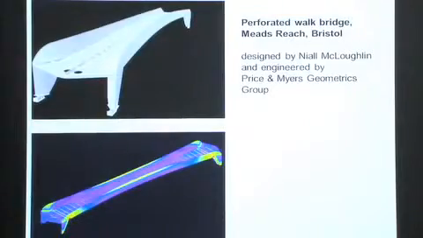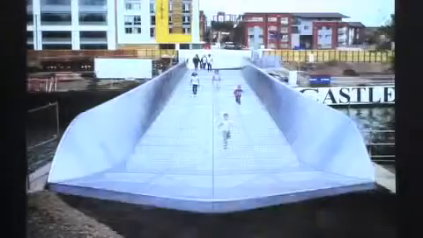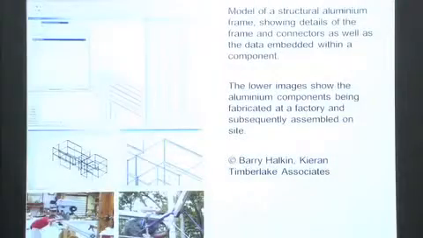Perforated bridge. That's the Excel spreadsheet for all the tiny holes that were pierced into the bridge to make it light and efficient. Boom, enough of that. And here's one of the most up-to-date examples of the whole process working together, where it's a prefabricated building.